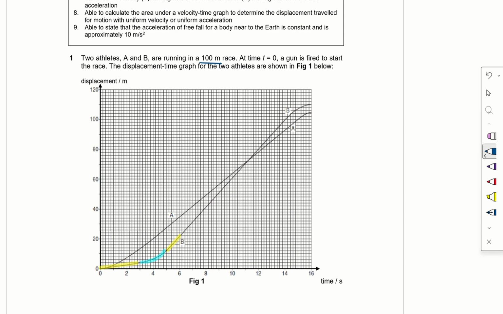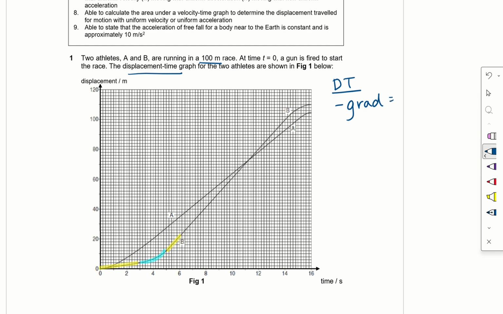At time t equals 0, a gun is fired to start the race. So the displacement-time graph for the two athletes are shown in figure 1 below. Before you start, you should know what is important about the graphs in kinematics. So the first one is the displacement-distance graph, the dt graph. So there's only this thing.